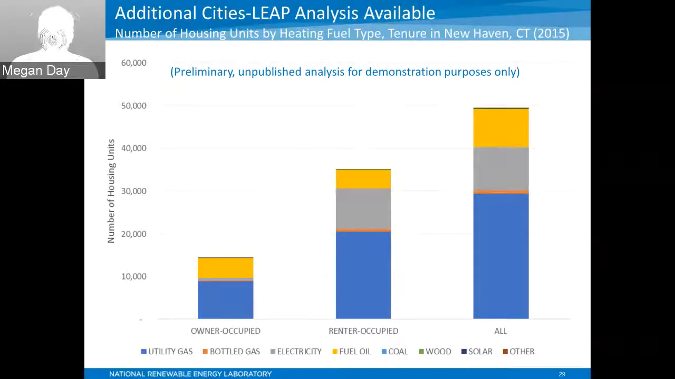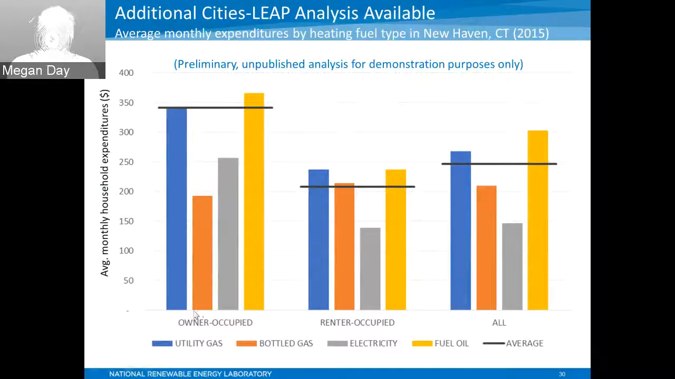And here we're looking at New Haven, Connecticut, lots of multifamily buildings there. It's a more dense city. But what kinds of heating fuels are used? And here we see that utility gas is the highest. But then if we look at owner-occupied versus renter-occupied, and the heating fuel type, we see that fuel oil, which is common in the Northeast, is the most expensive as far as heating fuel.